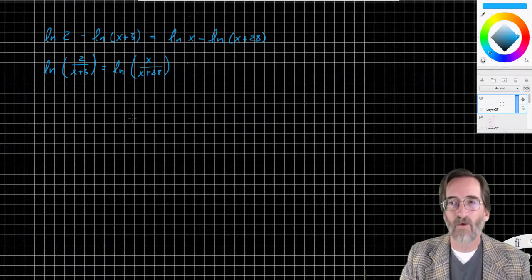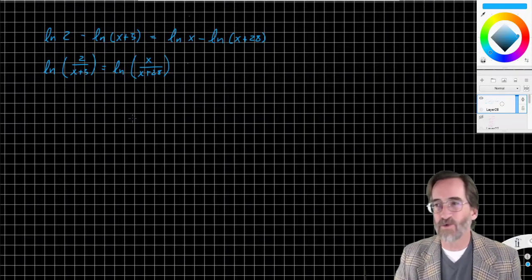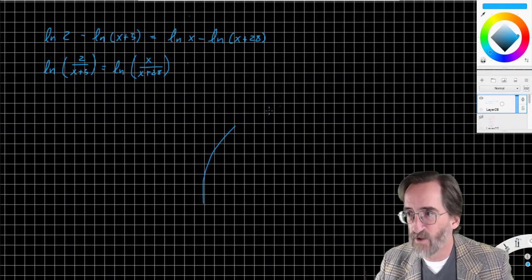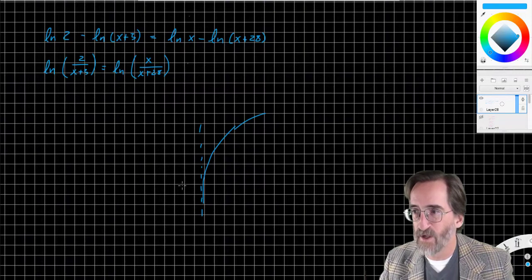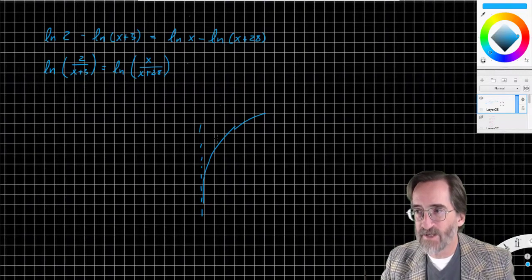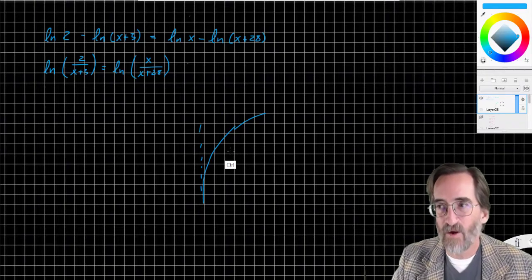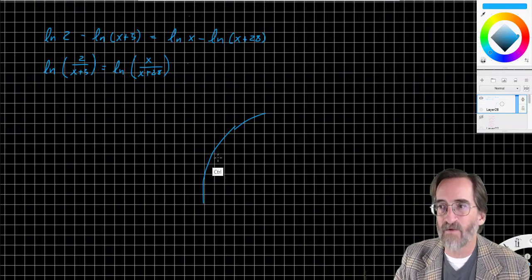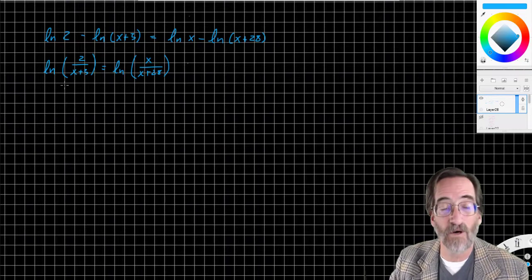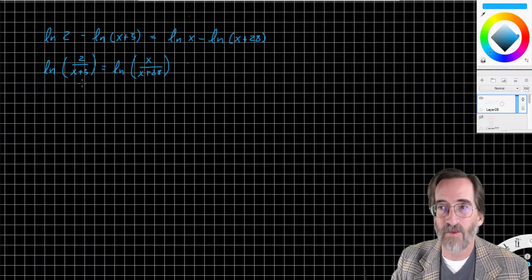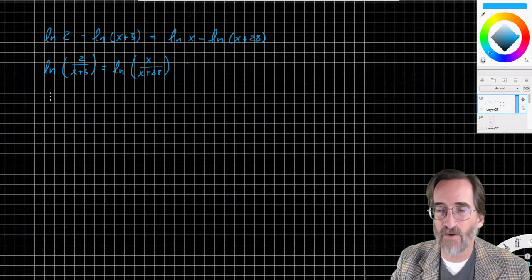Now we happen to know the logarithm is one-to-one. The function looks like this, right? It's got a vertical asymptote. It passes the horizontal line test. It passes the vertical line test. What that tells me is the only way for two logarithms to be equal is for their arguments to be equal. There is no other way about it. So because logarithms are one-to-one, we can write this equation: 2 over x plus 3 equals x over x plus 28.